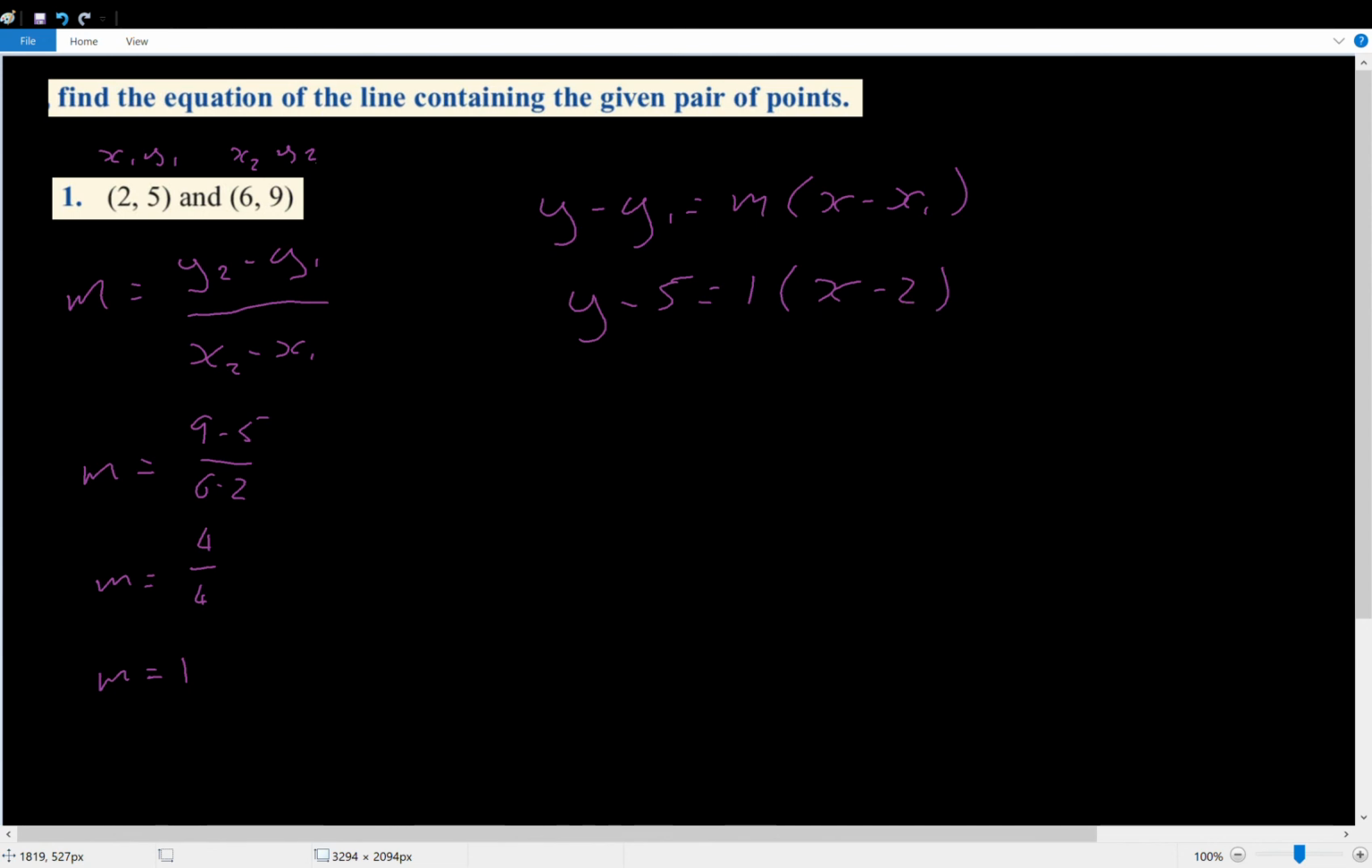Alright, and then from here we're just going to multiply this out and tidy it up. So it's going to be y minus 5 equals x minus 2, which means x minus y minus 2 plus 5 is equal to 0. So we get x minus y plus 3 equals 0. And that is that.